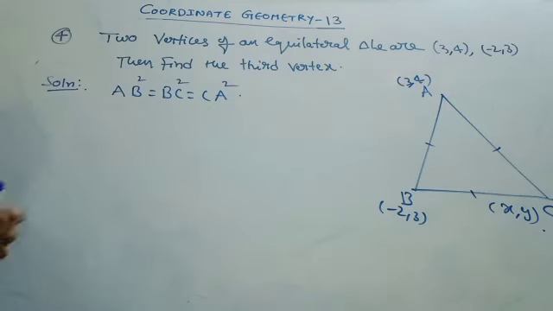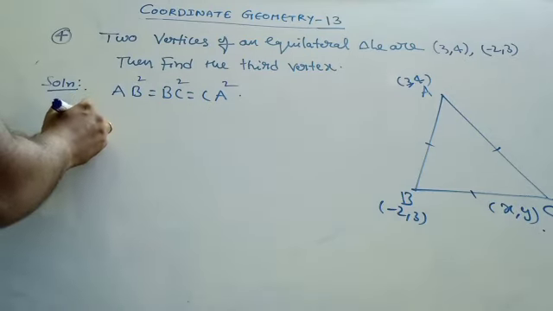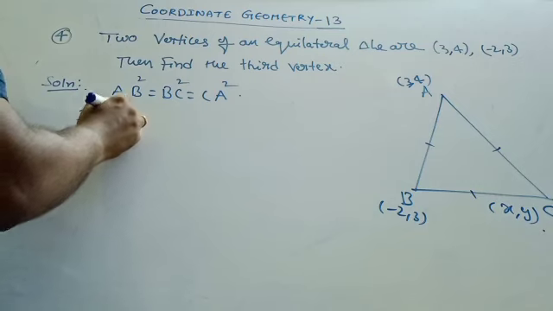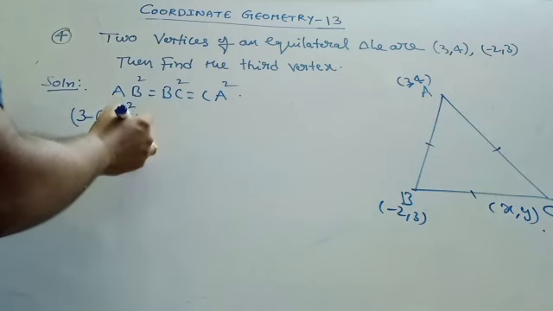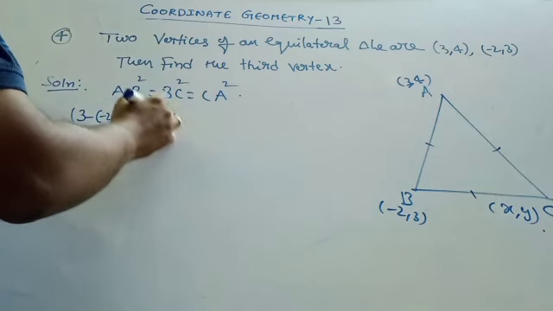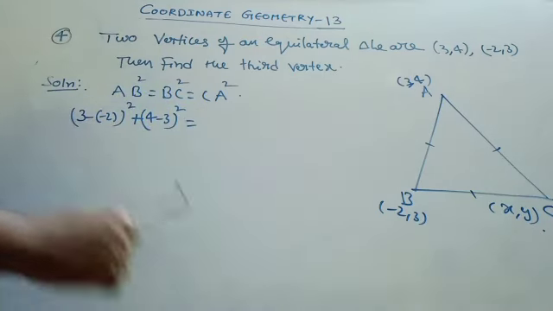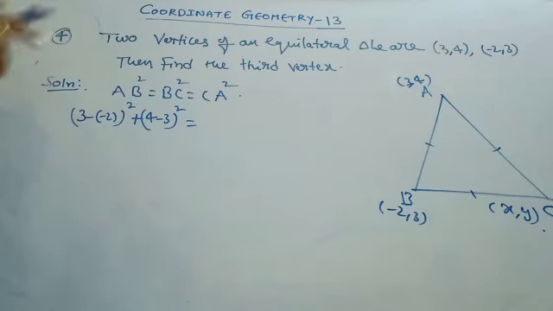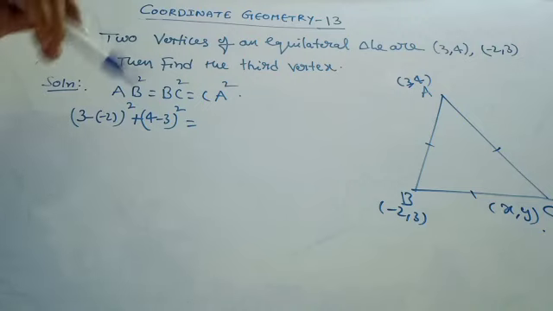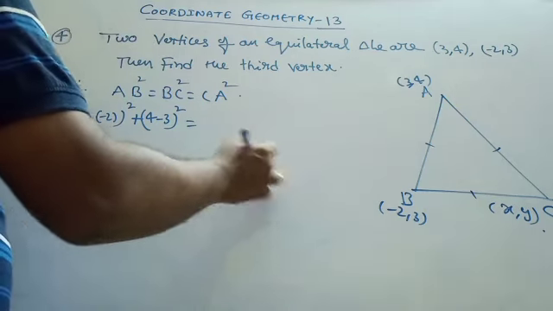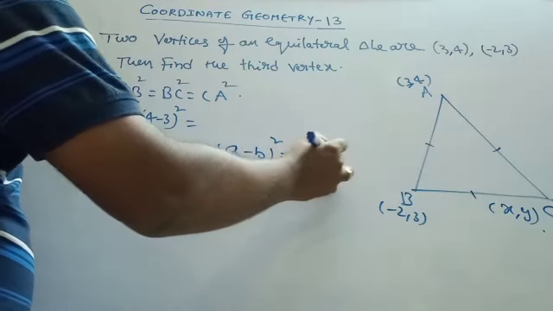Now let us find AB square. That is nothing but (3 minus of minus 2) whole square plus (4 minus 3) whole square. Anything you can take like that. My dear students, some students say the distance formula is (x2 minus x1) whole square plus (y2 minus y1) whole square, but in some material it is given as (x1 minus x2) whole square plus (y1 minus y2) whole square. Both are the same, because (a minus b) whole square is equal to (b minus a) whole square.